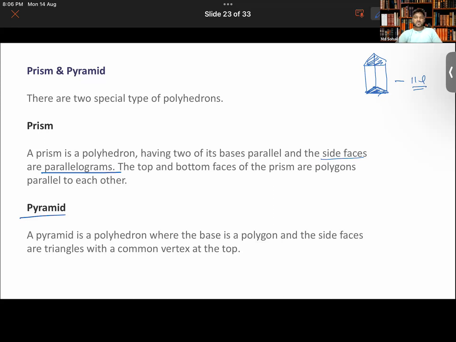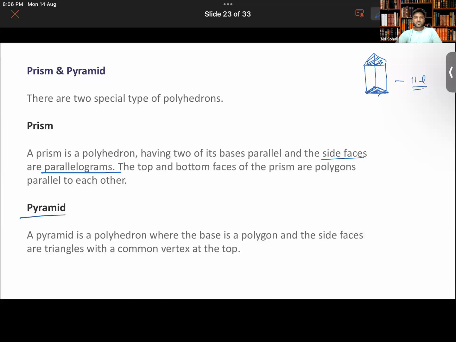Now talking about pyramid. What is a pyramid? So the pyramid of Giza, you must have seen in movies, on YouTube. It is a solid whose base is a polygon, and lateral faces are triangles, and they have got a common vertex. Getting it over here?